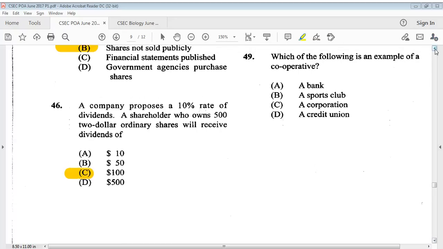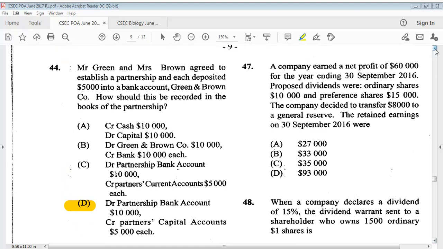Let's go on to 47. 47 says a company earned a net profit of $60,000 for the year ending 30th of September 2016. Proposed dividends were ordinary shares $10,000 and preference shares $15,000. The company decided to transfer $8,000 to a general reserve. The retained earnings on 30th of September 2016 were, so appropriation account. Okay, so here we have our net profit of $60,000. Now we're going to less proposed dividends. Now we have ordinary shares 10,000 and we have preference shares 15,000. So when we add those two together, we get $25,000.